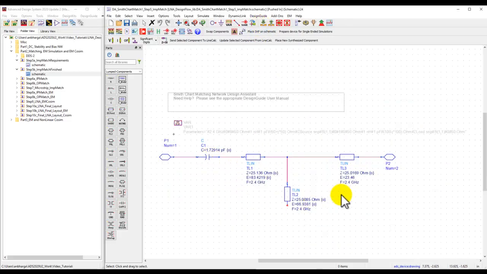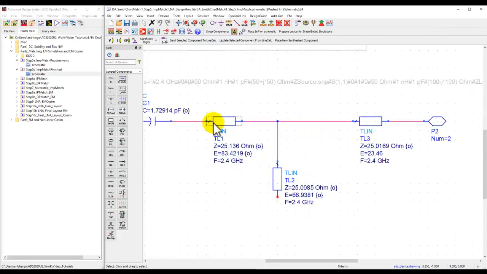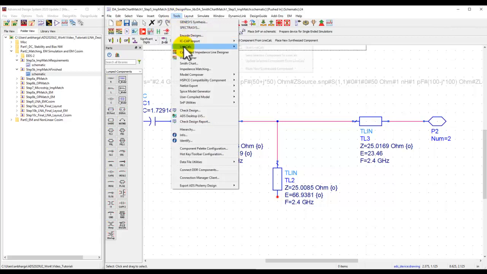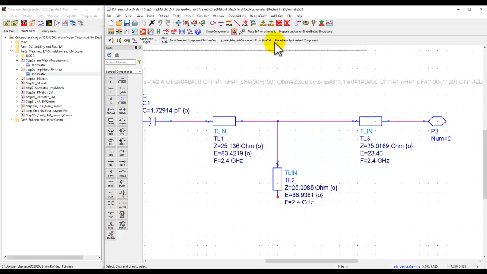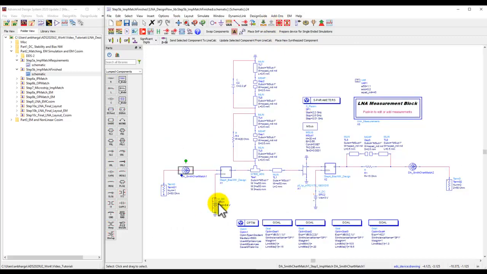Remember, as we talked about in the impedance matching video, these are ideal transmission line components, and they have to be converted into a physical microstrip line configuration. And here you can see it's 25 ohm, 83 degrees length. We also talked about the concept of LineCalc, and I went through all these steps, how to convert this into a practical microstrip line component, right?